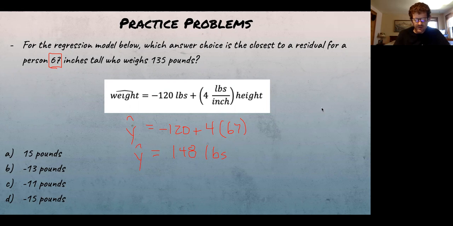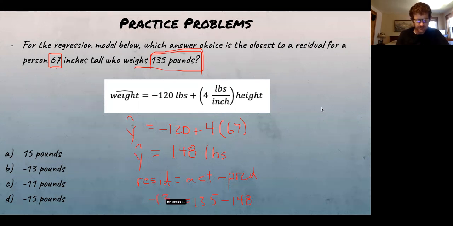What I can do now is use my residual formula. The residual is the actual minus the predicted. I know the predicted is 148. I know that the actual, now we use this number, the actual is 135. So when I do that calculation, that's going to give me a residual of negative 13. So the correct answer here is B, and that's what I believe most people got for that. So pretty good there.